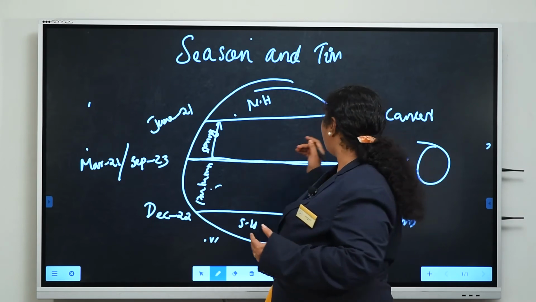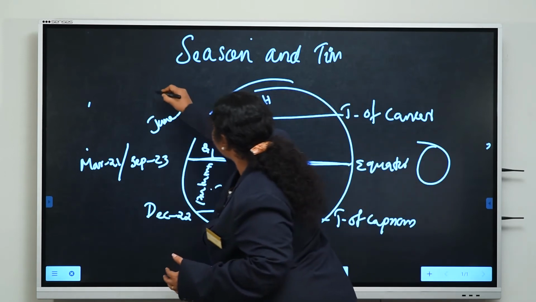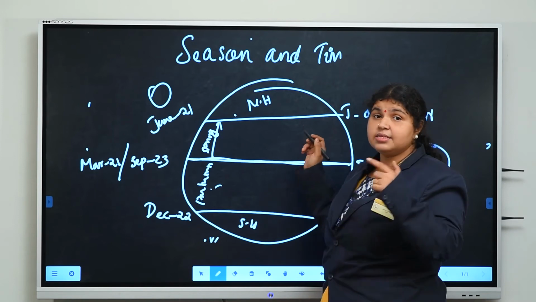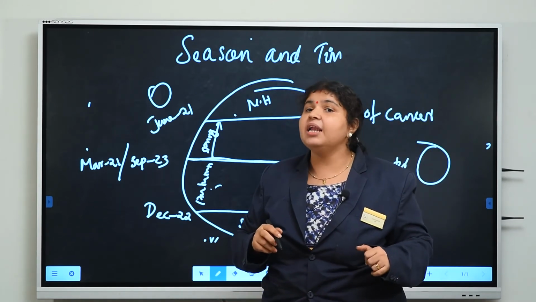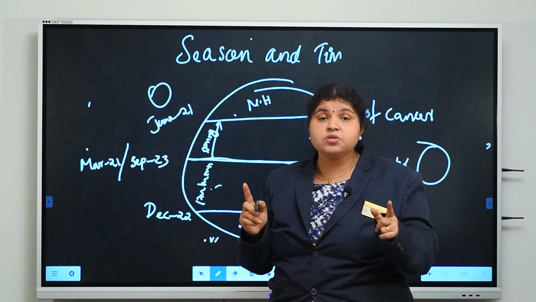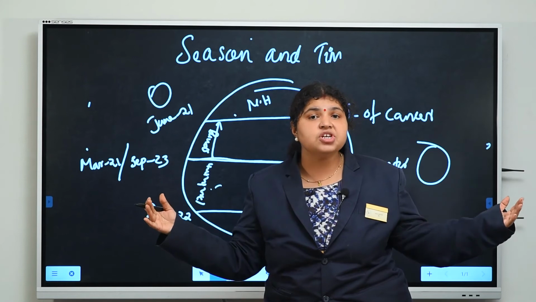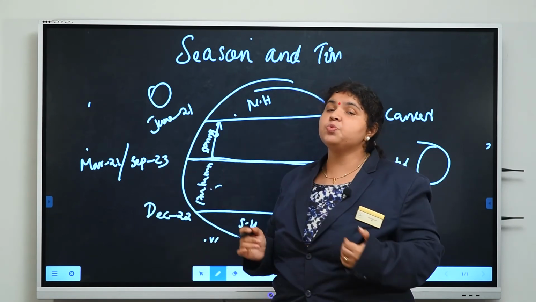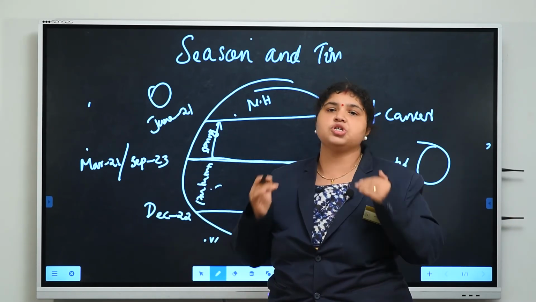Okay, and on June 21, the sun is over the Tropic of Cancer. This day is called summer solstice. Do you know the speciality of this day? On this day, the northern hemisphere experiences the longest day and shortest night, and the southern hemisphere experiences the longest night and shortest day.